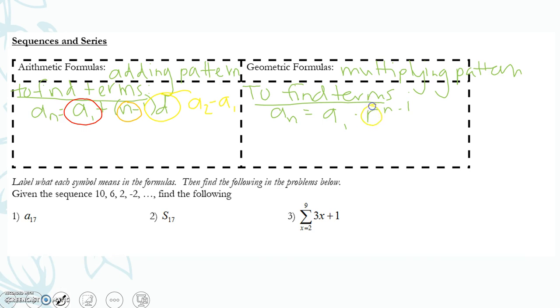For the geometric, A1, same thing, first term. R is what's multiplied. If you're not sure how to find R, it's the second term divided by the first term. And then N is again the same thing, the number of term you're trying to find.